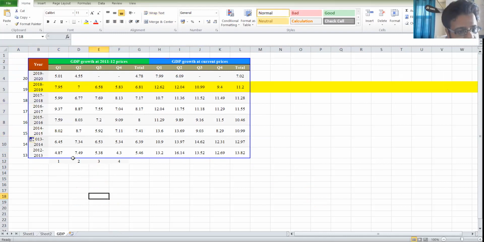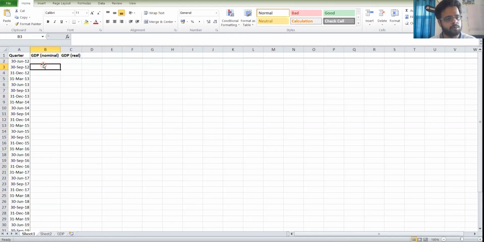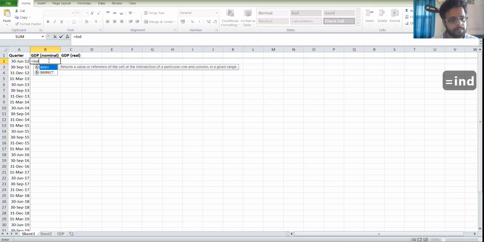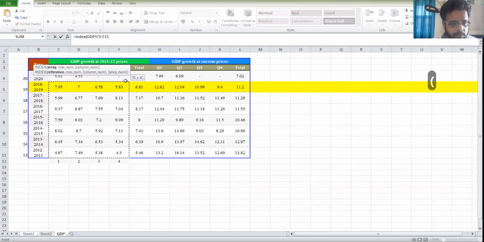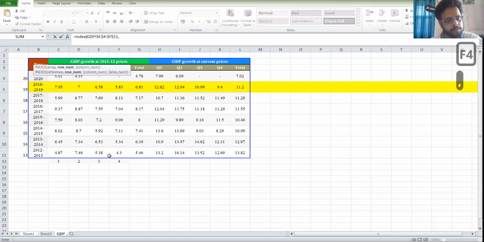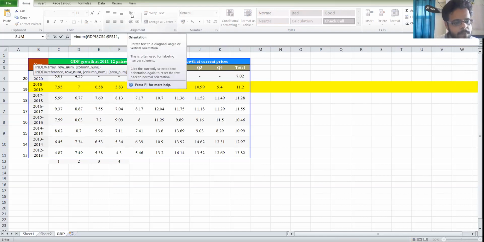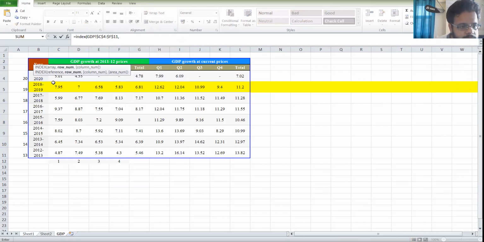And I'm going to use the index function to take the GDP data over here. How are we going to do that? We're going to take the index function. We're going to take the array that we want. That is going to be this array, and freeze it. Now my row number is going to be difficult, but fear not.